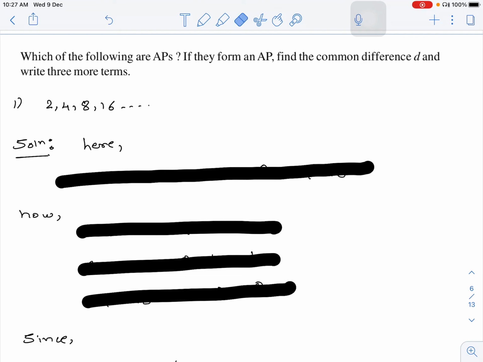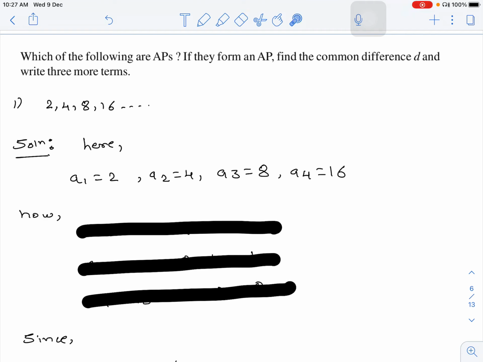So now here first we have to write this as A1, A2, A3 and so on. So we have written A1 equals 2, A2 equals 4, A3 equals 8 and A4 equals 16. Now we will find the difference. A2 minus A1 is equal to 4 minus 2, so our answer is 2.